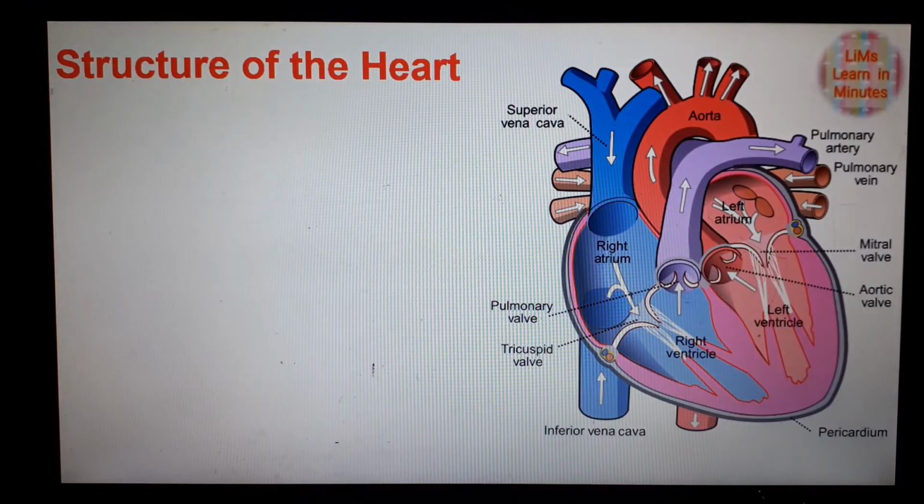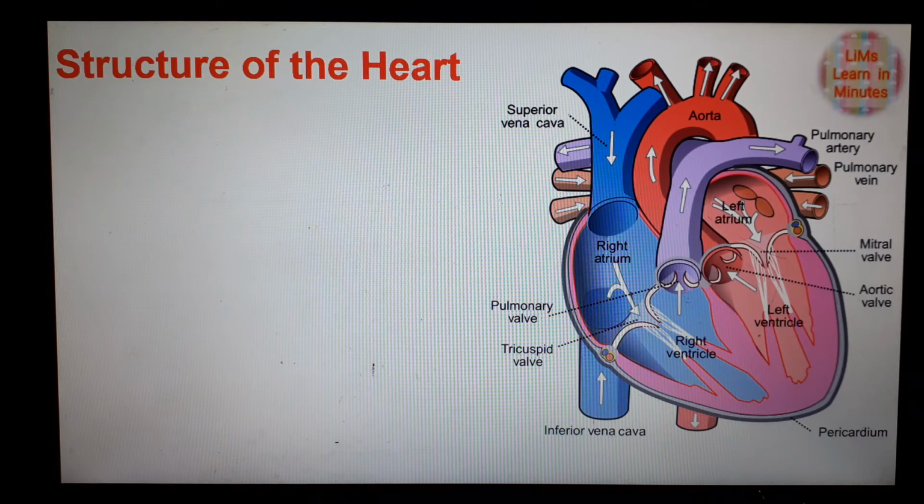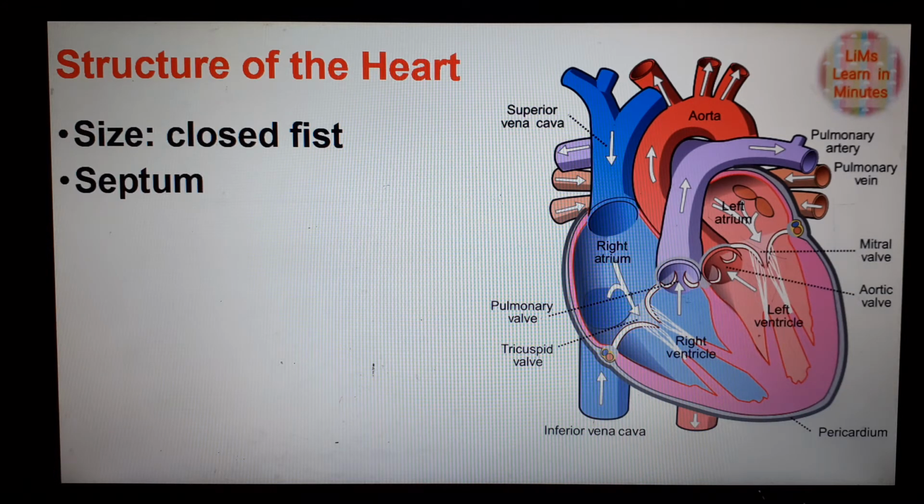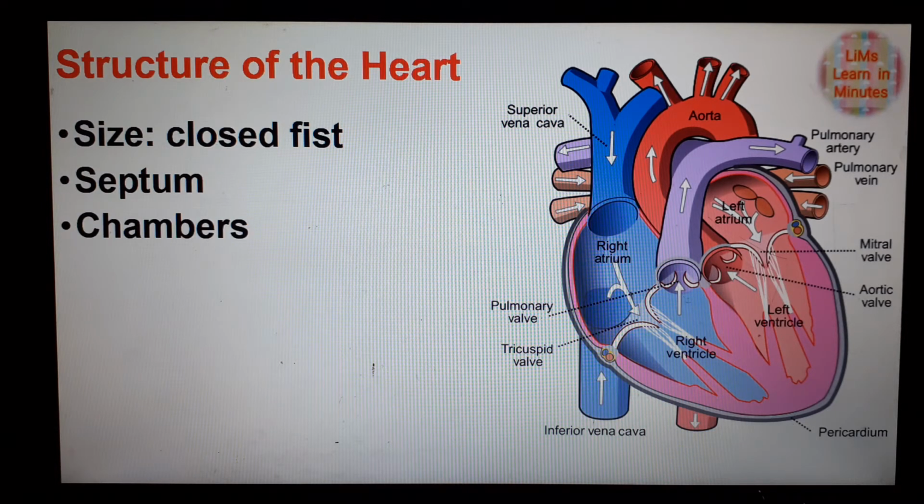Now, the structure of the heart. The size of the heart is approximately the size of a closed fist. It is vertically divided into two sides by a septum. Normally there is no communication between these two sides. Each side of the heart is further subdivided into two chambers.